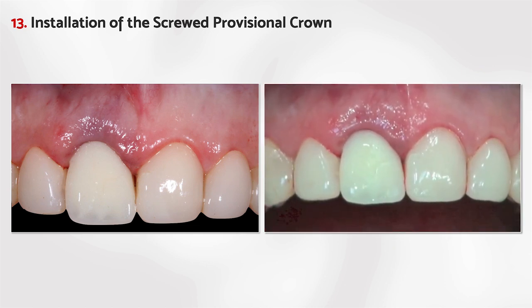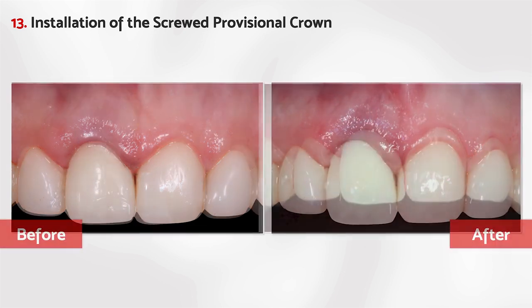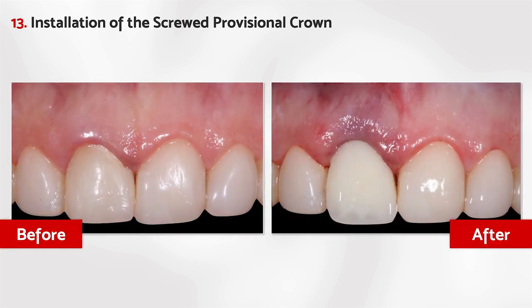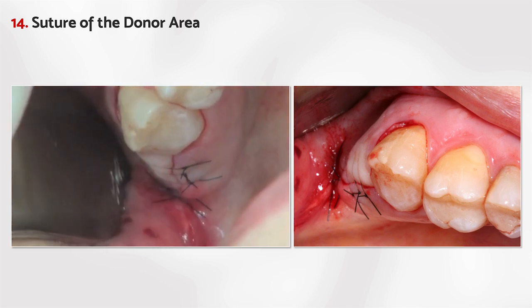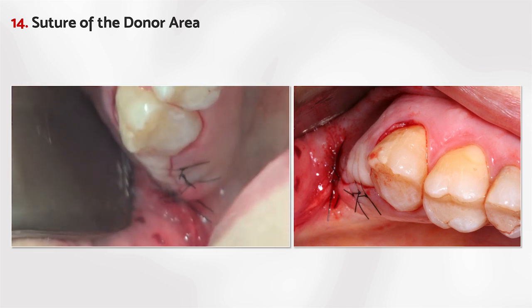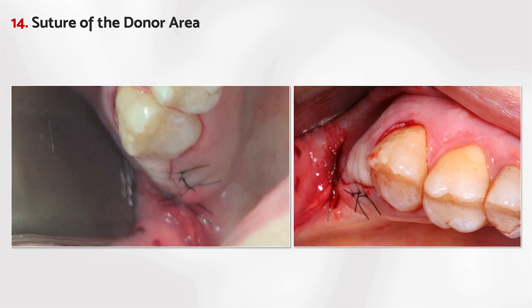Here, right after this provisional restoration was inserted over the implant. Here we can make a comparison before and right after this procedure was finished. And this is the suture in the donor side. This is the last step of the technique. Number 14, the suture of the donor area using simple stitches. In a case like this, the patient won't complain of swelling and pain.